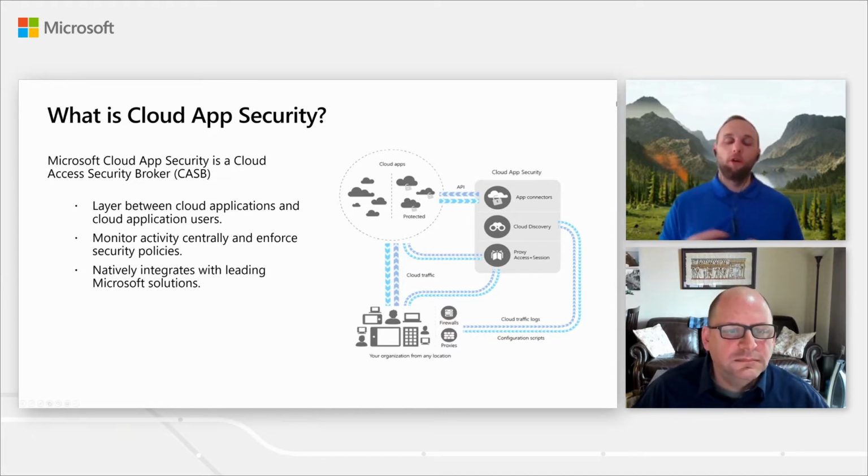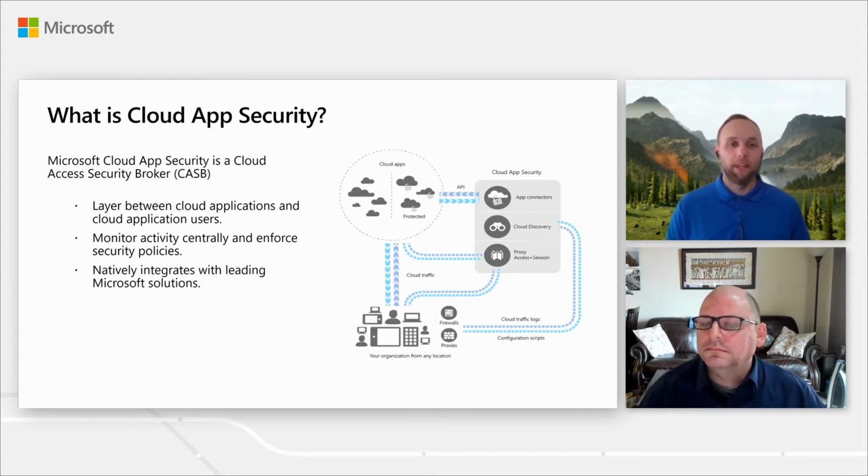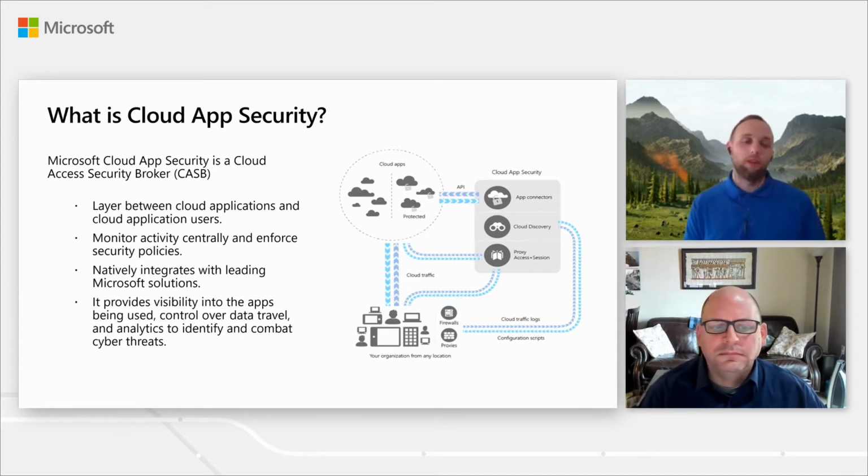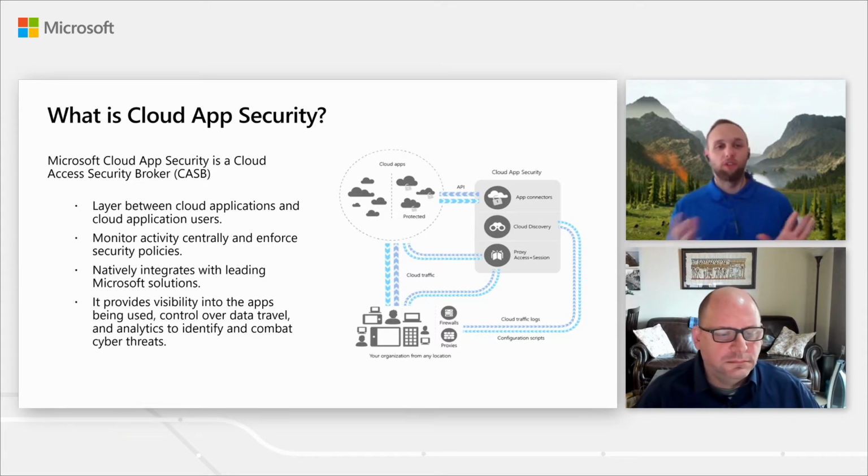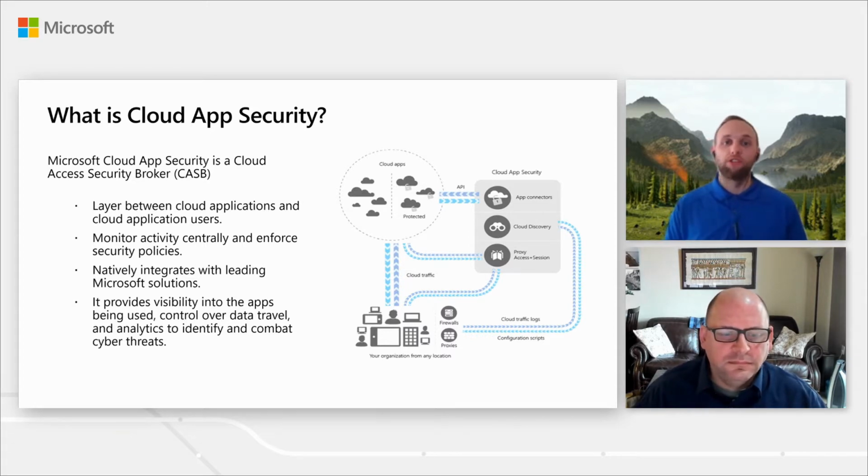But what Cloud App Security or a CASB broker is able to do is provide that layer between your cloud apps and those users and enforce things like security compliance measures to essentially enable your environment to regulate all of your applications, whether they're Microsoft, other SaaS vendors, third-party LOB apps, whatever they are. You can actually enforce those same security measures on them as if they were all under one ecosystem. So again, it natively integrates with leading Microsoft solutions, providing visibility into the apps being used. You can control that data where it's traveling and get the analytics on that, which is another big part, as Brett mentioned earlier, was that AI automation.